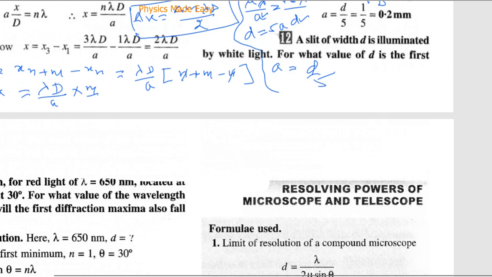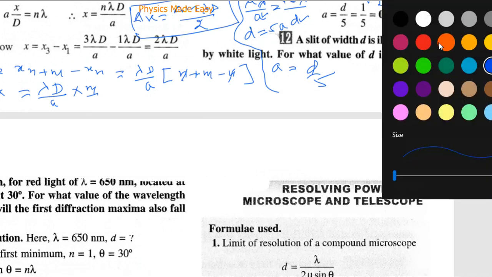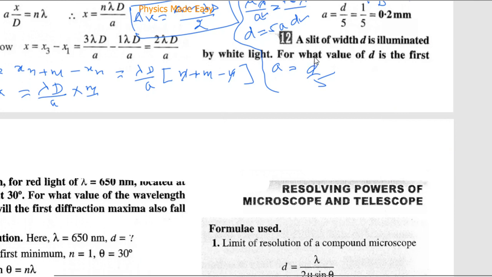A slit of width d is illuminated by white light. For what value of d is the first minimum for red light located at a point P at 30 degrees? For what value of the wavelength of the light will the first diffraction maxima also fall at P?